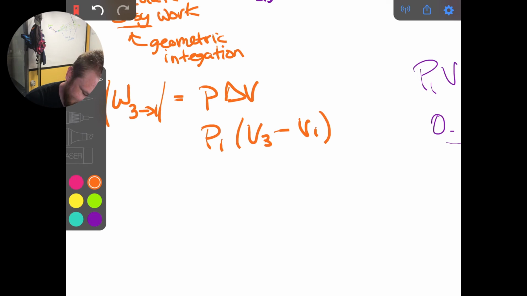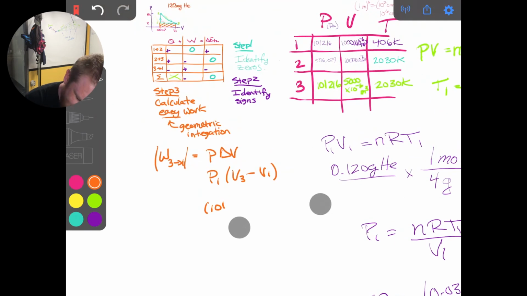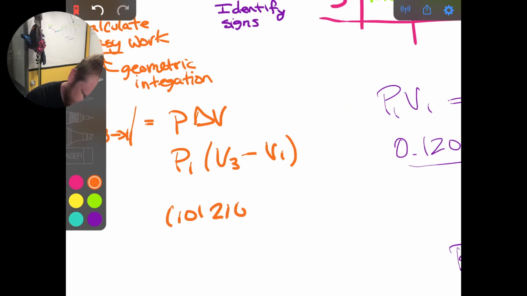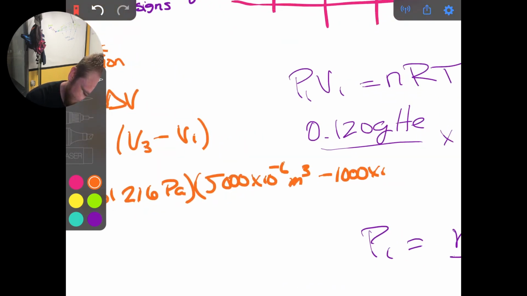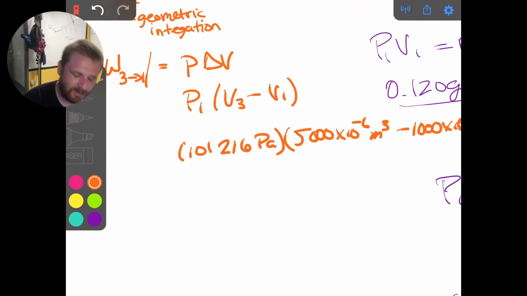All right, so that means this is going to be equal to P, which is 101,216. Is that right? Yeah, 216 pascals times V3, which was 5,000 times 10 to the minus 6 cubic meters, minus V1, which is 1,000 times 10 to the minus 6 cubic meters. So that's 4,000 times 10 to the minus 6 cubic meters times our 101,216 pascals. Okay, let's see if I can do this. There we go. 101,216 times 4,000 e to the minus 6 is 405 joules.